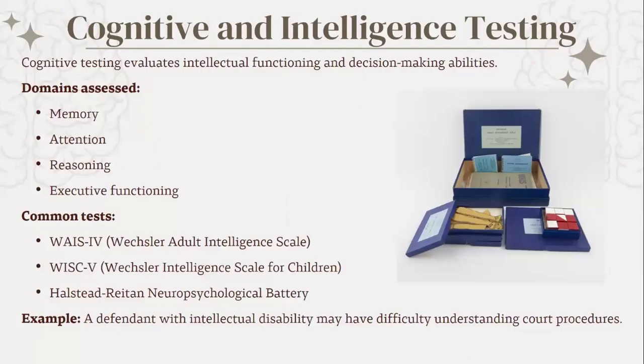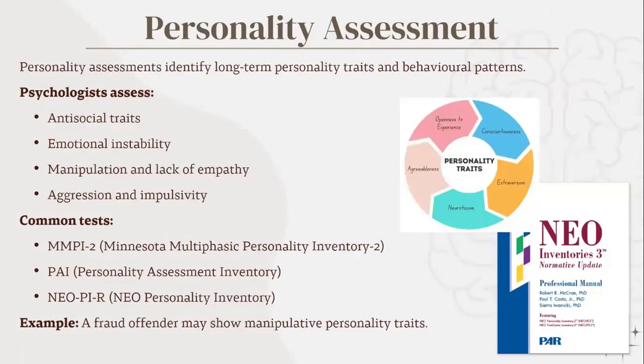Cognitive and intelligence testing also, we are taking some tests. Accordingly we assess the intelligence and cognitive function of the subject, with memory, attention, reasoning, executive functioning of the subject. Next. Personality assessment, because some have antisocial traits. So we have some personality inventories. Accordingly we assess the personality of that subject, whether he has antisocial traits. Emotional instability is also there. The person may have manipulation and lack of empathy, aggression, impulsivity. So we are assessing all these with different personality tests. We have Minnesota Multiphasic Personality Inventory, we have PAI, NEO-PI-R. So we have different personality tests. According to situation, according to time, we apply the test to assess the personality of that subject. Next.